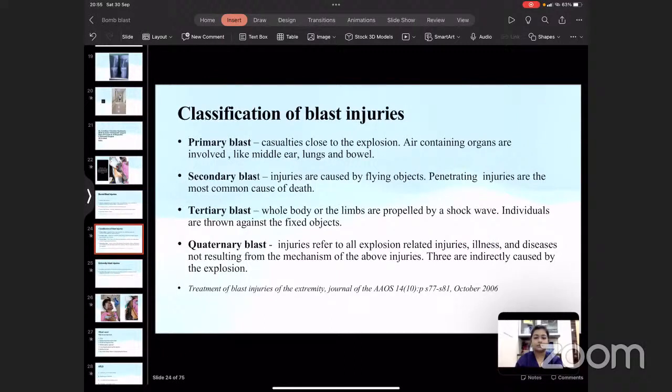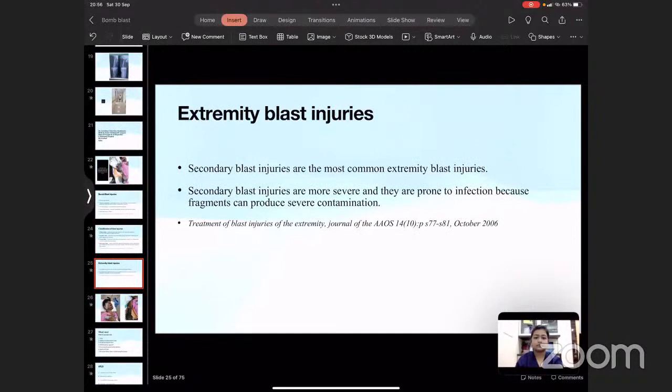Again, the primary one is, as we discussed, the casualties close to the explosion, where air-containing organs like the middle ear, lungs, and bowel will rupture and get injured first. Secondary blast injuries are caused by flying objects, like penetrating injuries, the most common cause of death. In tertiary blast, the whole body or limbs are propelled by the shock wave, and individuals are thrown against fixed objects. Quaternary blast refers to all explosion-related injuries, illness, and diseases after the primary and secondary blast injuries. The complications the patient will have are the quaternary blasts. And extremity blast injuries are quite common in secondary blast injuries.